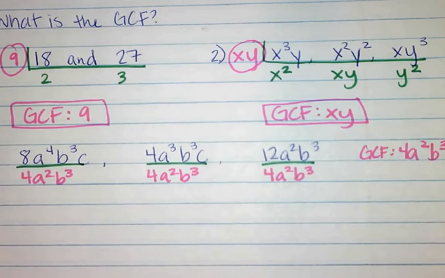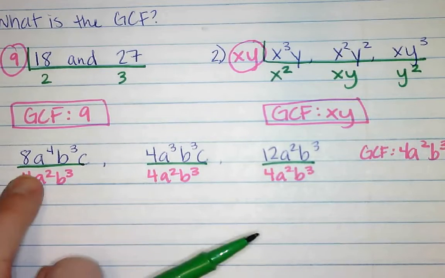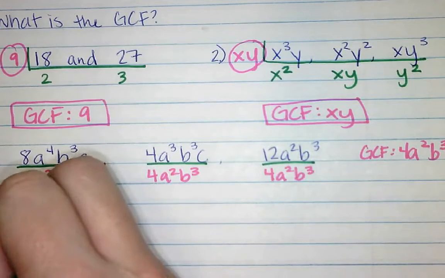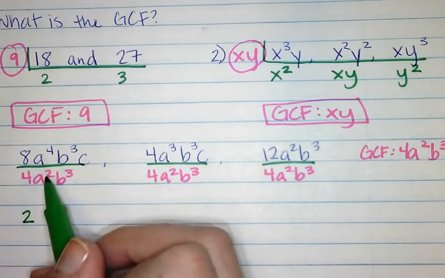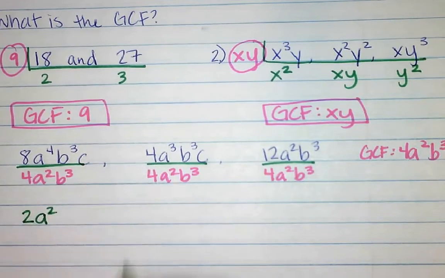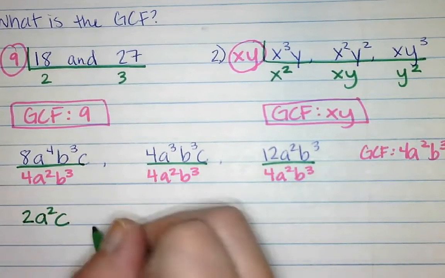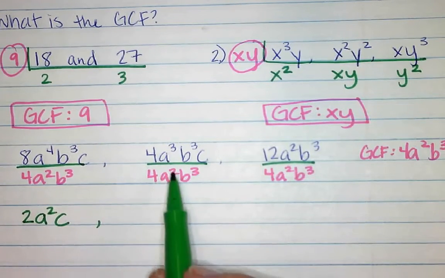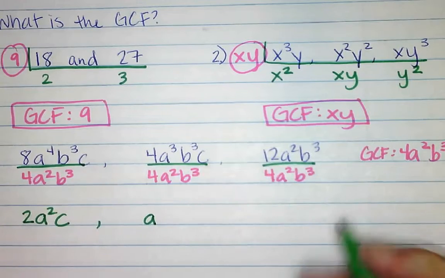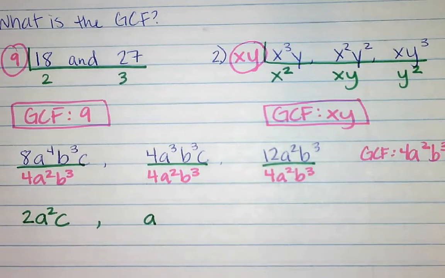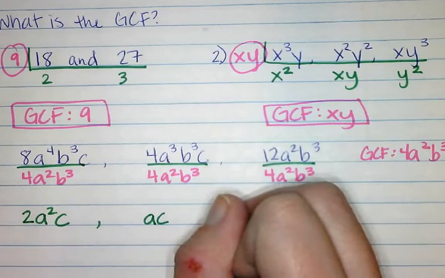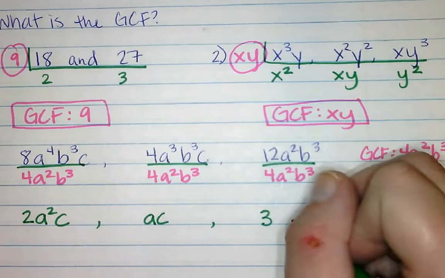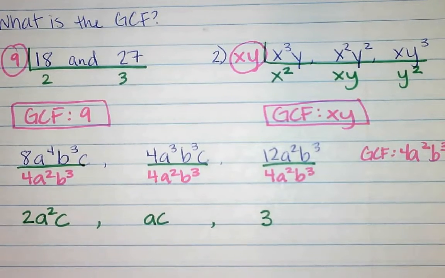So then we go here and we do 8 divided by 4 is 2. a^4 over a squared is a squared, and then c. Then we look here, 4 over 4, 1. a cubed over a squared is just a. My b cubed cancels, and we're left with c. And then we have 3, because a squared cancels and b cubed cancels. Do y'all feel good about that?